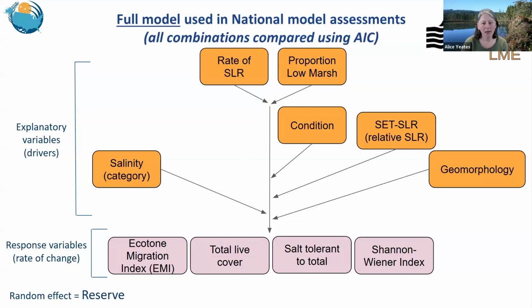And then we compared all of the subsets of these models using AIC, which is Akaike's information criterion, which is a way of looking at what model best fits the data. Next.